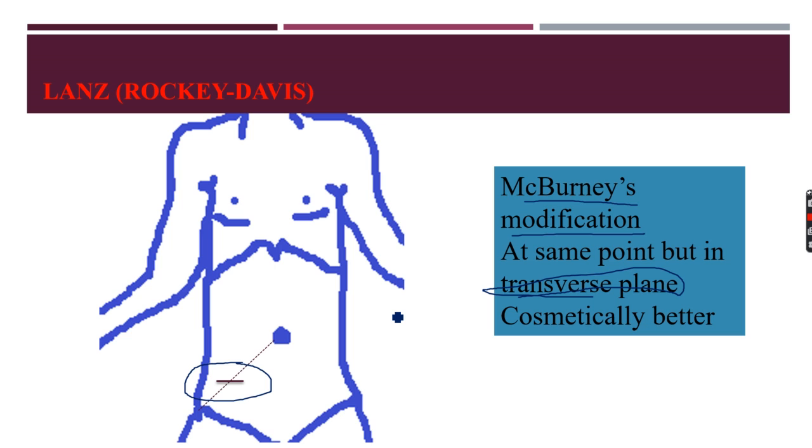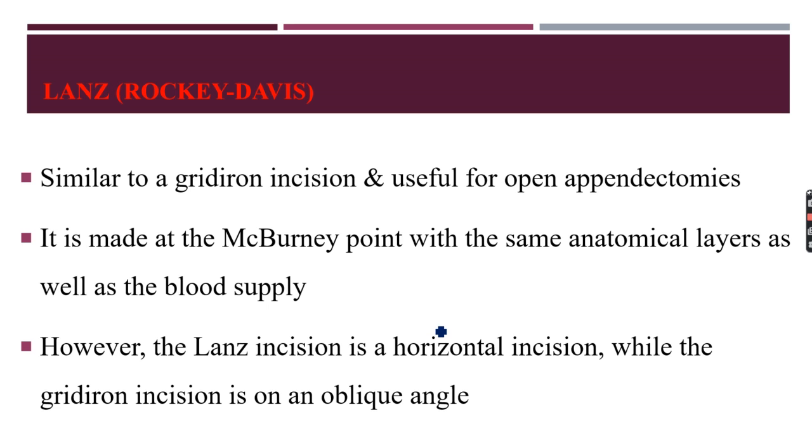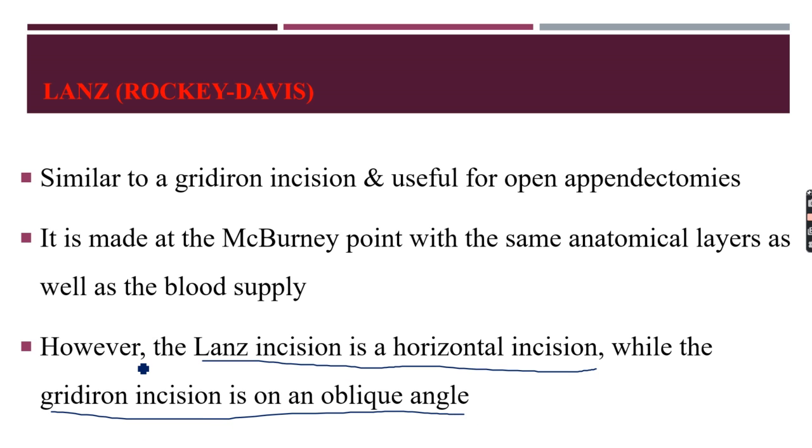Another advantage of this Lanz incision or Rocky Davis incision over gridiron is that it is cosmetically better. The outcome is good as compared to the gridiron. As already told you, similar to a gridiron incision and useful for open appendectomies. McBurney's point, again, the anatomy and the blood supply. The Lanz incision is a horizontal incision, while the gridiron incision is at an oblique angle. It's an oblique incision.